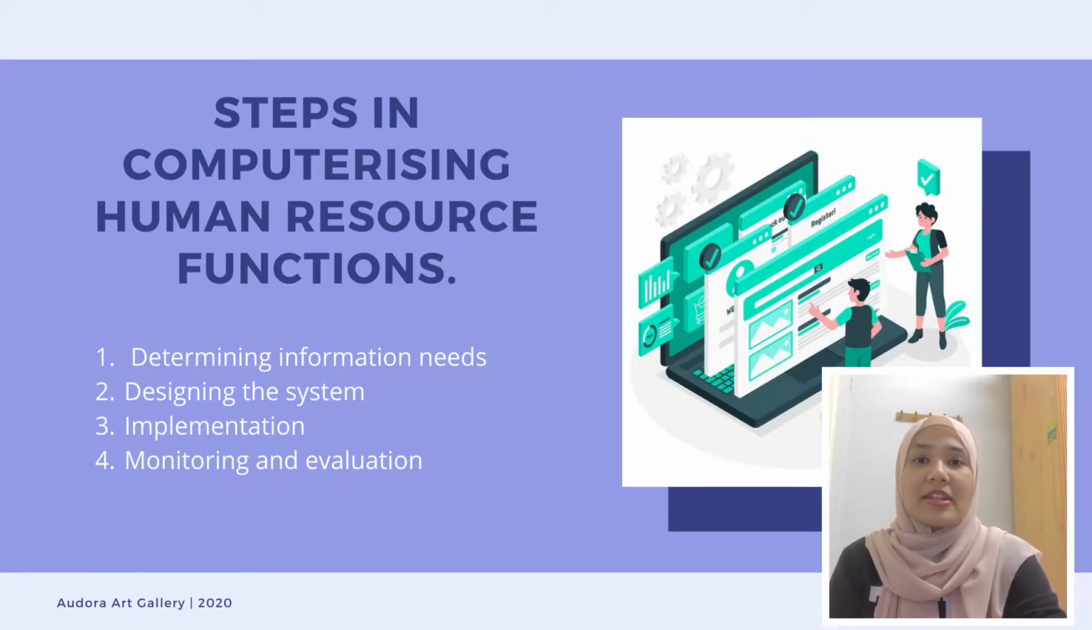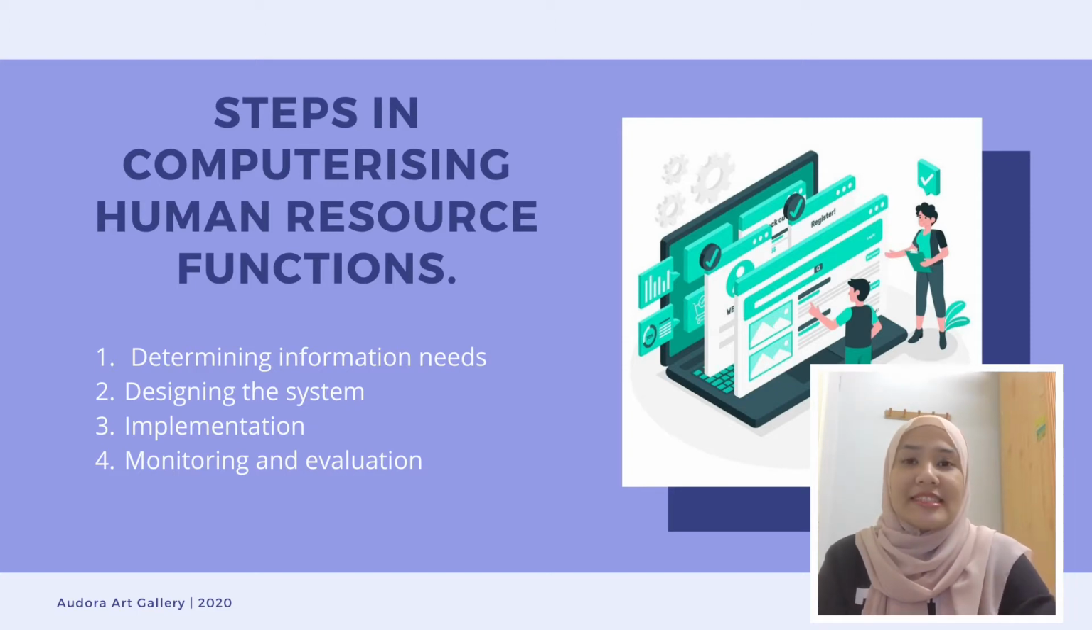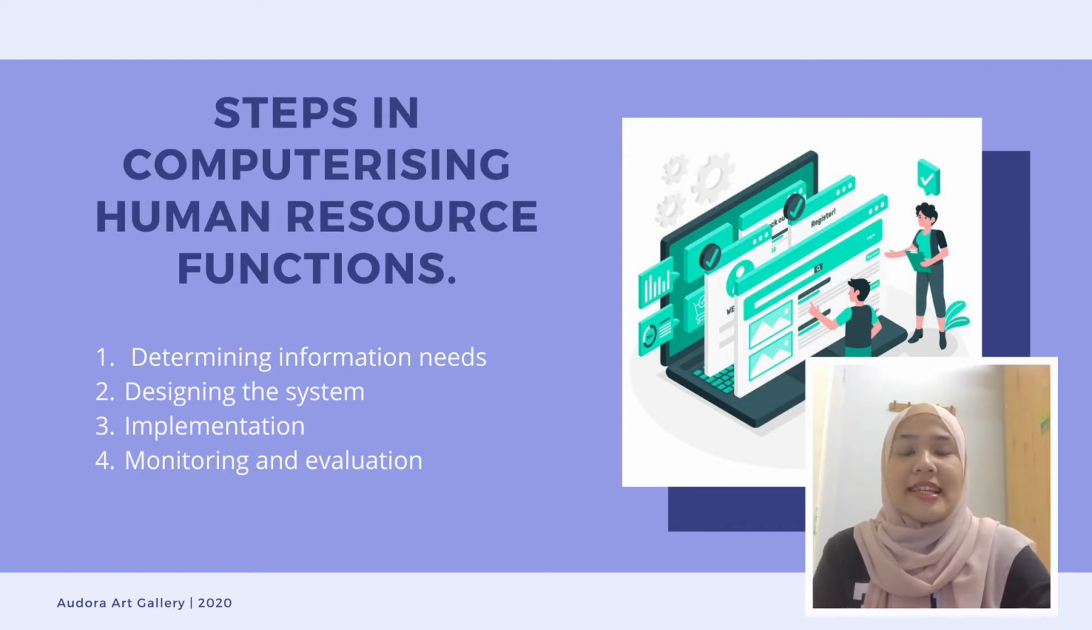There are four steps in computerizing human resource function. First, determining information needs. HR needs to collect all of the employees' data that need to be keyed into the software. Next, designing the system. When HR has collected all of the data, they need to sort all of the data into the right section. Next, implementation. At this stage, people who have a lot of IT skills will be needed to develop the software. Lastly, monitoring and evaluation. At the end, they will monitor the system to make improvements and avoid any problems.